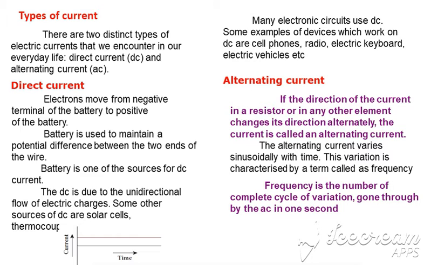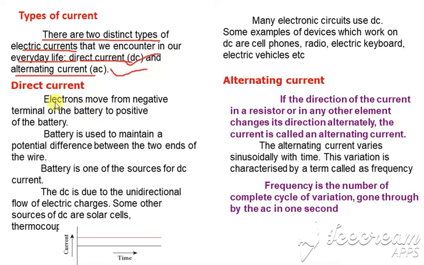Today we are going to see about the types of current. Already we have seen what current is, is it not? Today we are going to see the types of current. There are two distinct types of current which we use in our everyday life: direct current and alternating current. What are the two types of current? Direct current and alternating current. First we'll see direct current and then alternating current.